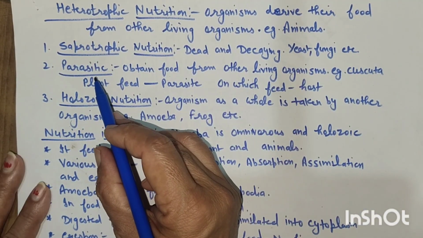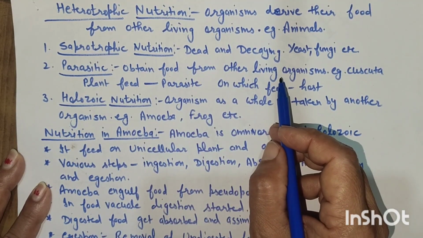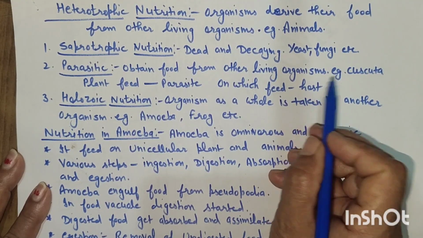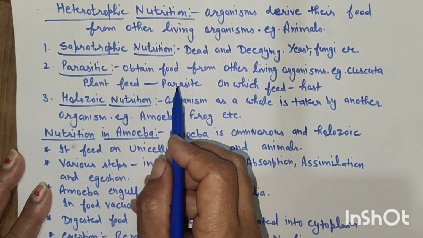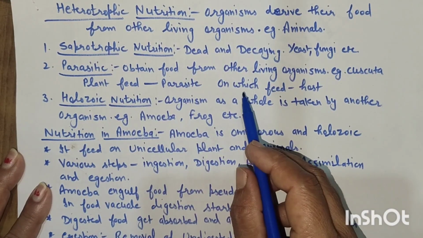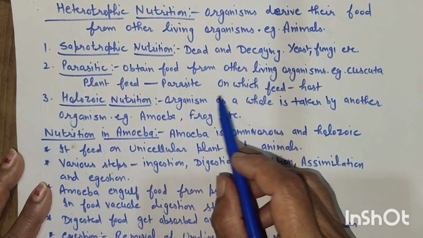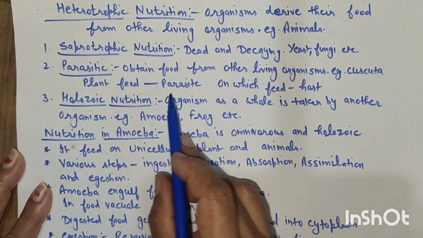Parasitic mode of nutrition. They obtain food from other living organisms. Example, Cuscuta. The plant that feeds is the parasite, and the plant on which it feeds is called the host. There are a parasite and a host in the parasitic mode of nutrition.